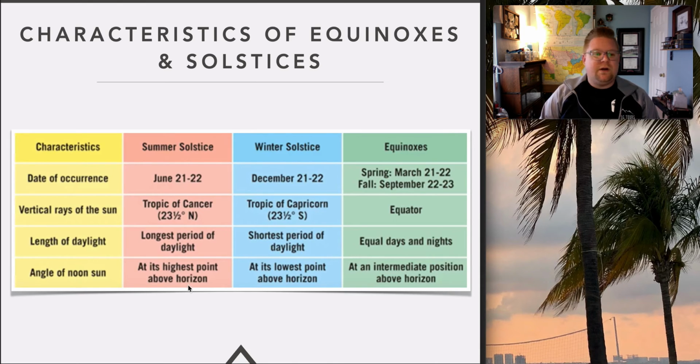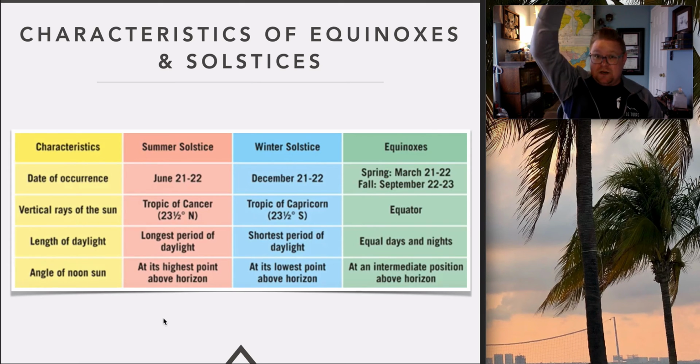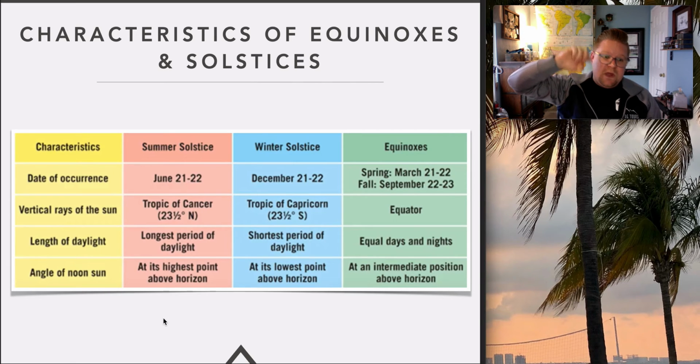Everything's equal over here. And then the angle of the noon sun. So what is the noon sun? Well, there's a difference between solar noon and this type of noon. This is agreed upon. This is a standard unit. So solar noon is the highest the sun is in our viewpoint at the zenith, the highest point that it ever reaches. So that's what that means.